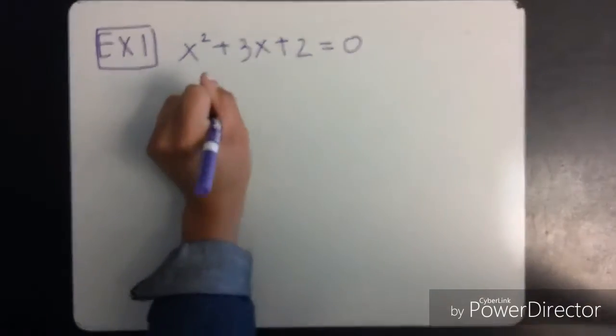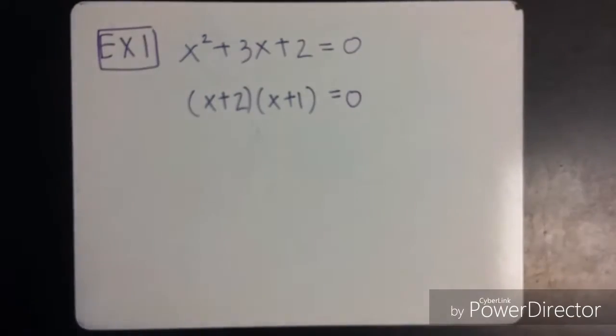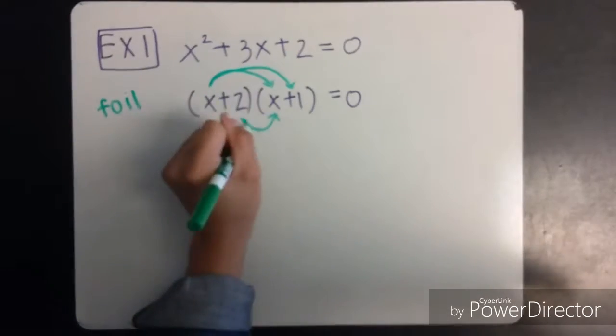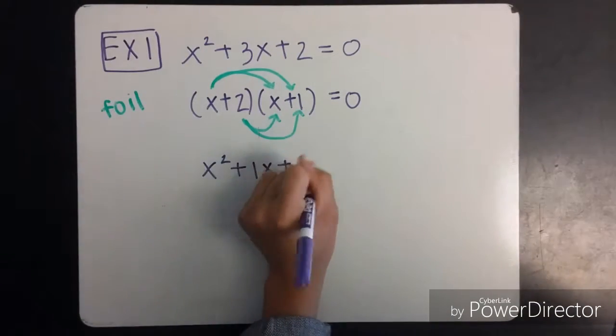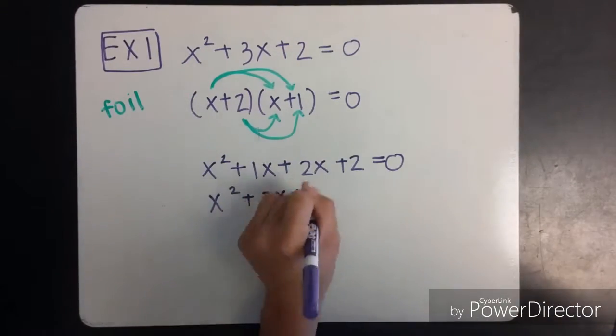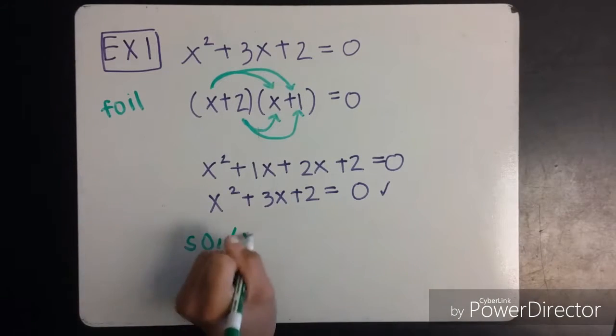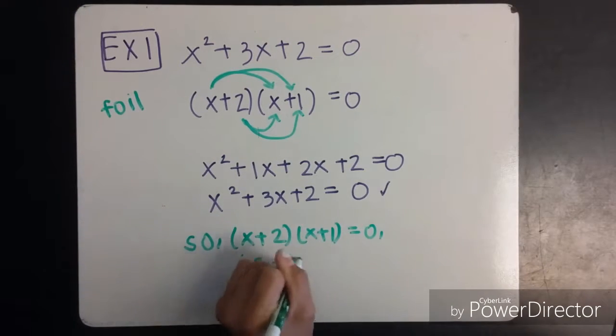Here is our first example. x squared plus 3x plus 2 equals 0. Find two numbers that add to 3 and multiply to 2. Check with FOIL to make sure the numbers work out. Let's try positive 2 and positive 1. First, outer, inner, last, by multiplying. Perfect.